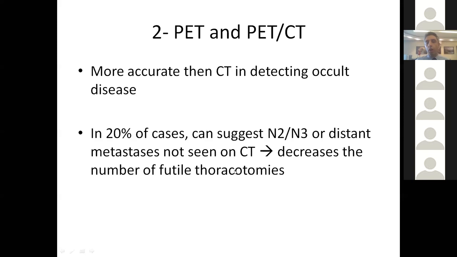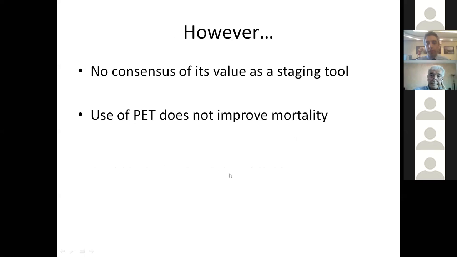So how about PET scan? So PET scan or a combined PET CT scan is obviously more accurate. Sometimes things look normal on a CT scan and then they light up on a PET scan. That's about 20% of cases. And so you can make the diagnosis of a stage 3 or stage 4, and it can decrease the number of futile thoracotomies. So we all know this. The problem is PET scans have no consensus. There is no consensus of the value of PET scan as a staging tool. And when people have looked at this, they found that the use of PET scan as a staging tool did not improve mortality.